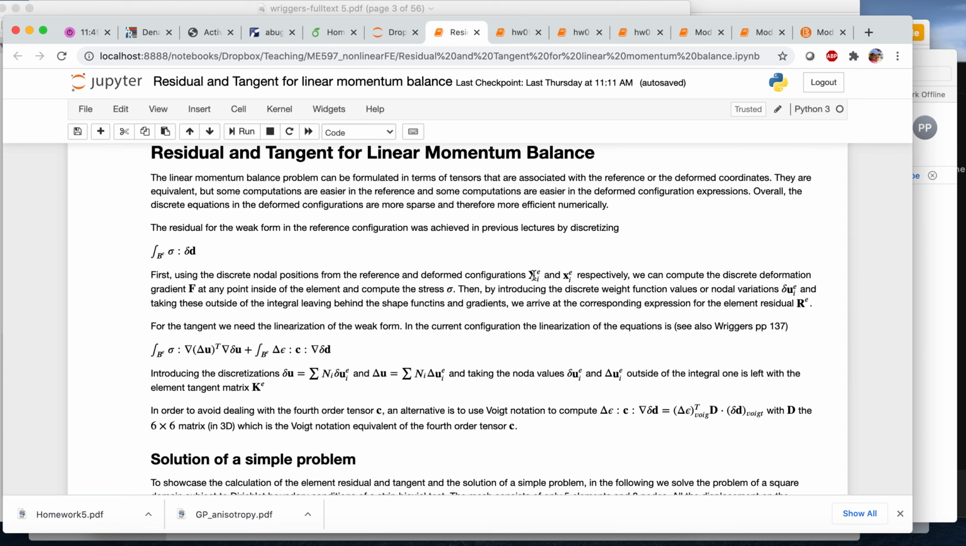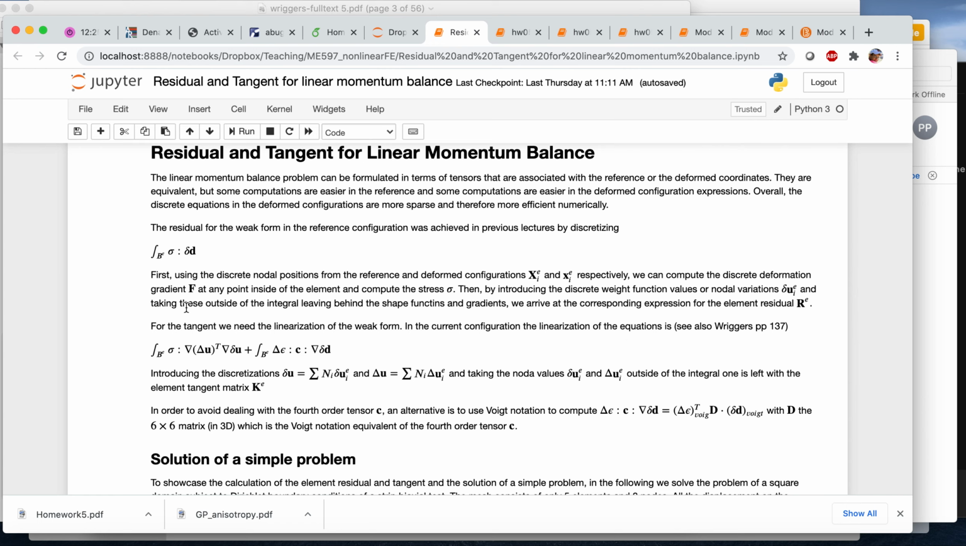Again, given the reference and deformed coordinates, you should now be able to calculate the deformation gradient. Given the deformation gradient, you can calculate the stress. Then on the other hand, if you plug in the discrete variation with the nodal variations delta U^E, and you take these values outside of the integral, what you are left with are gradients of shape functions, and it's going to be a vector of 8 by 1 for the quadrilateral element, so twice the number of nodes. So that gives us the residual, which I didn't rewrite here.